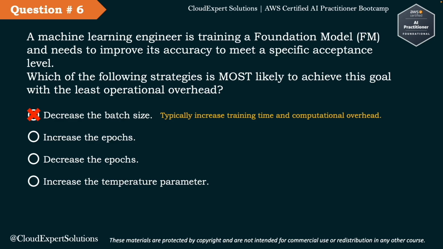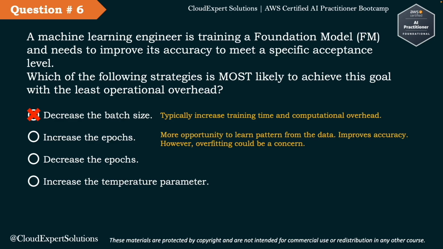Next option, increase the epoch. Increasing the number of epochs allows the model to train longer, giving it more opportunities to learn patterns from data. This technique often improves accuracy up to a point before overfitting can become a concern. So here the catch is, if you are increasing the epoch more than up to a certain point, your model might see overfitting. But for our case, this seems the right option. So let's park it and review the other options.